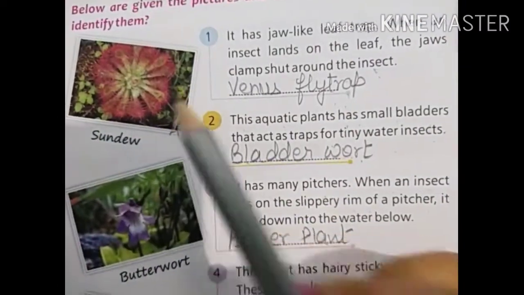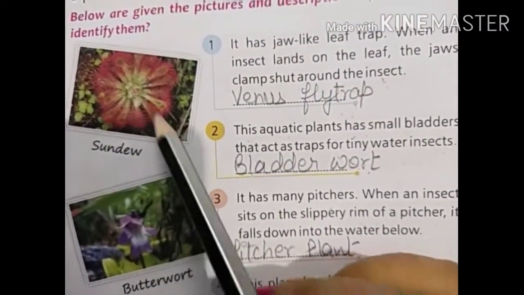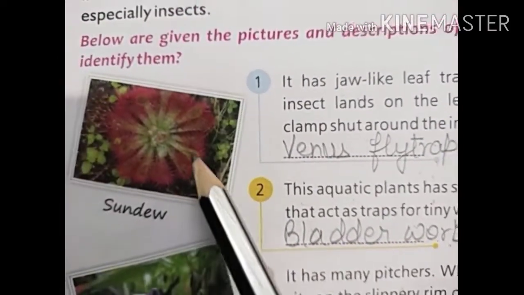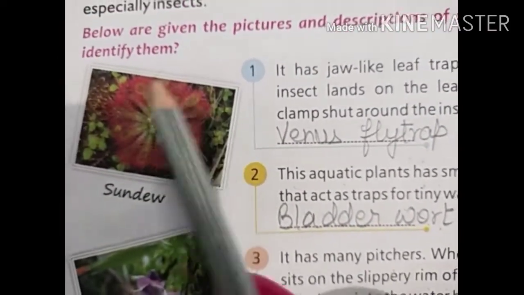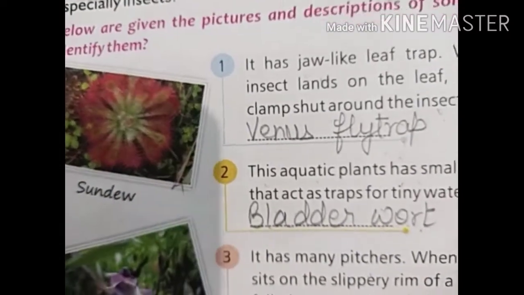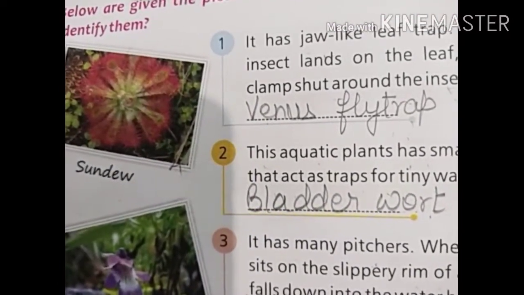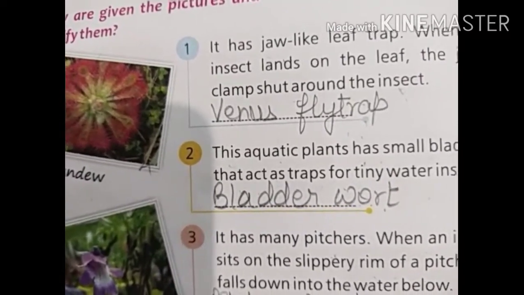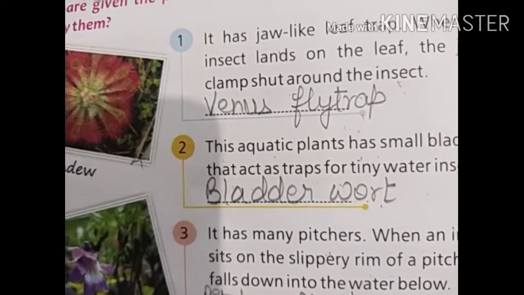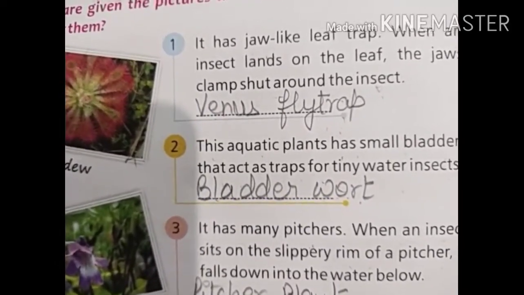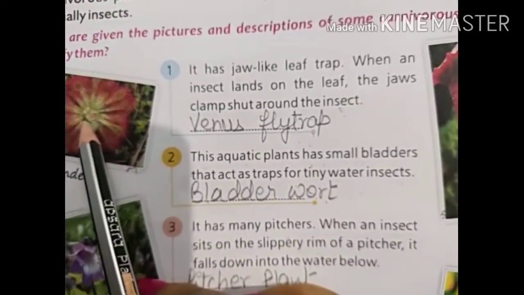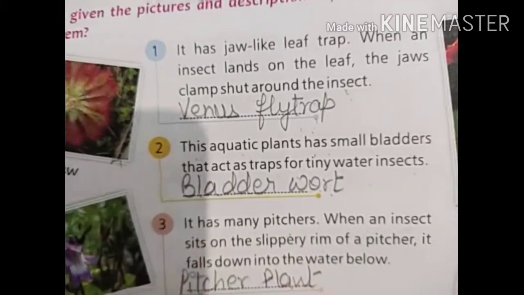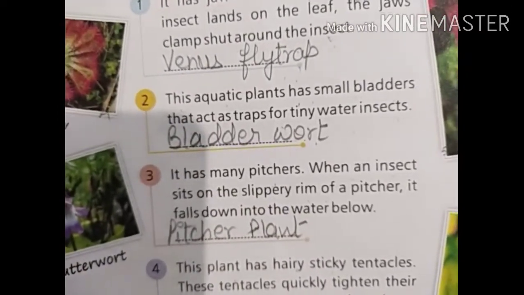You can see the plant. It has tentacles like so many arms which are hairy, full of hair. If you look, you can see so many hairs. The tentacles are sticky in nature, so they easily stick, or make a good grip on the insects which are coming towards the plant and which sit on the tentacles. Okay, so the answer is sundew.